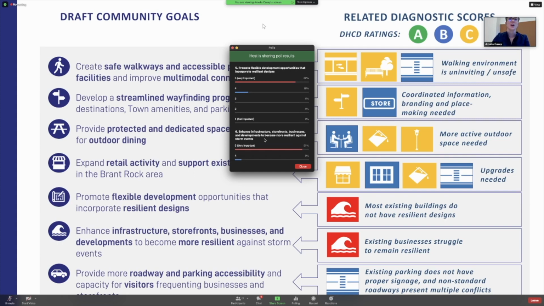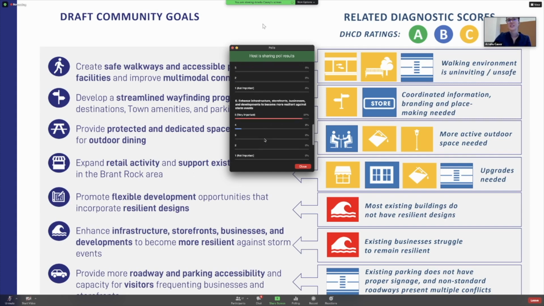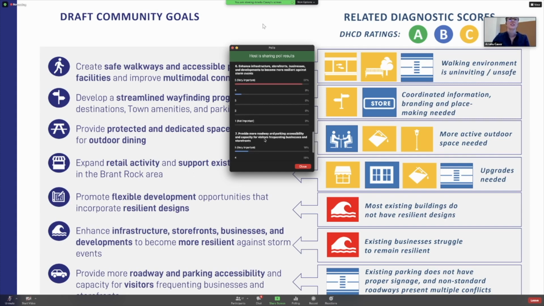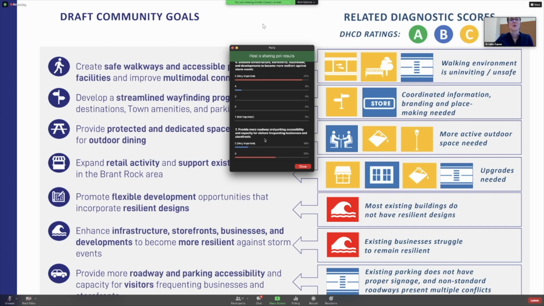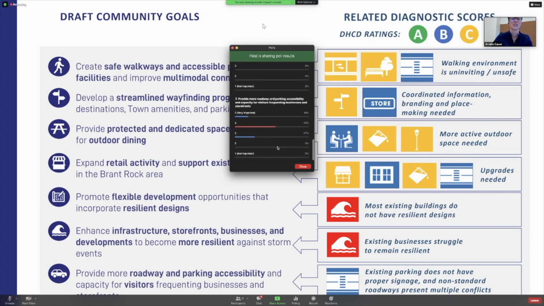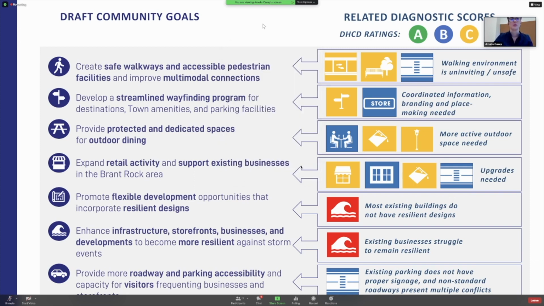Second to last goal of enhancing infrastructure, businesses, developments to become more resilient against storm events. This looks like it got the highest numbers of very important, probably not surprising. So that is definitely a very important goal for all. And last but not least, providing more roadway and parking accessibility and capacity for visitors frequenting businesses and storefronts. This got somewhat important to people. So around 6 respondents picked that.